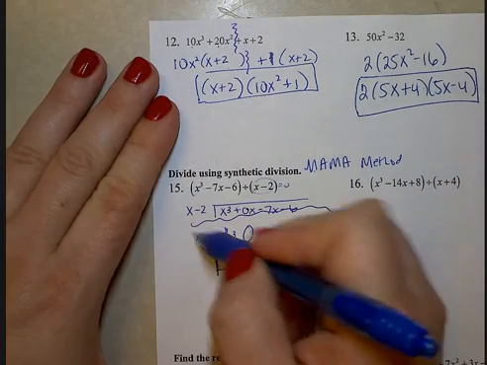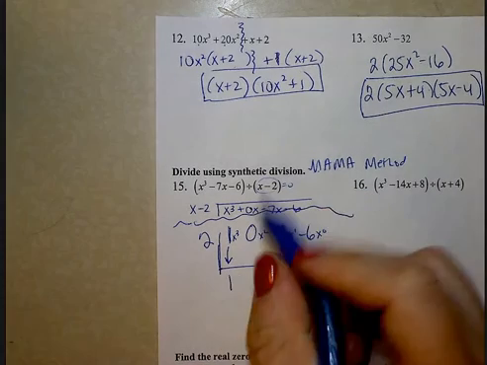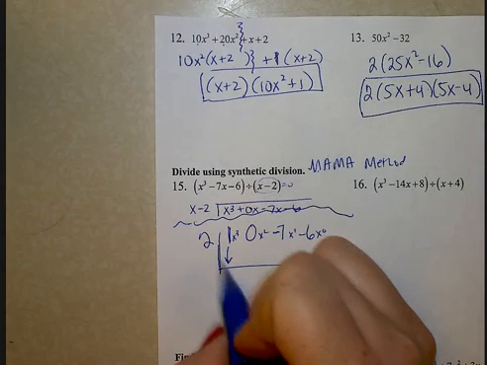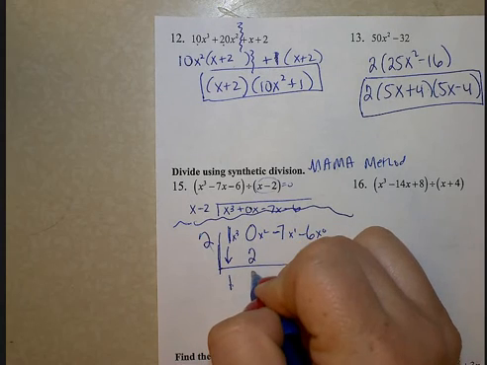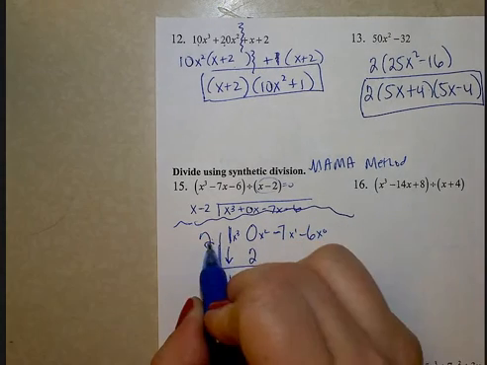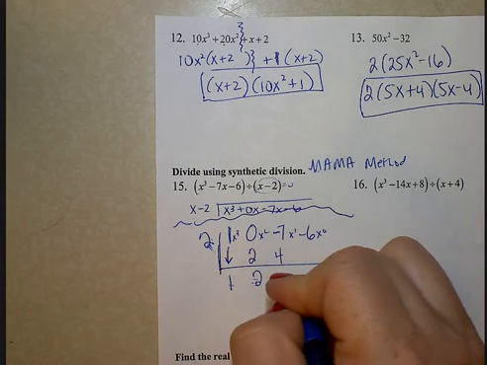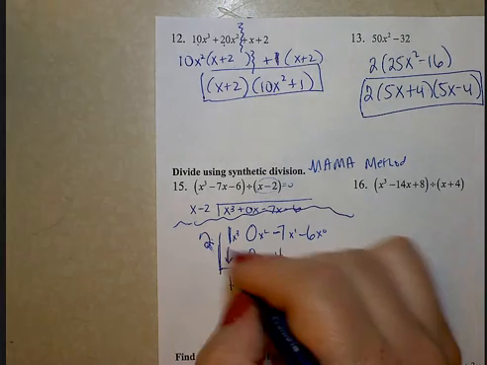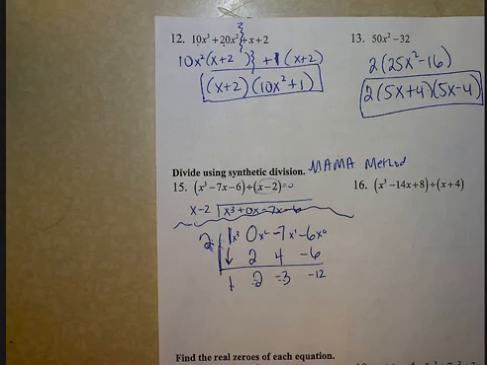Again, it's been months since you've reviewed this. We bring down the first number. And now we start the MAMA method. Multiply to get 2. Add straight down to get 2. Everything multiplies back to this number. Multiply to get 4. Add straight down to get negative 3. Multiply to get negative 6. Add straight down to get negative 12.